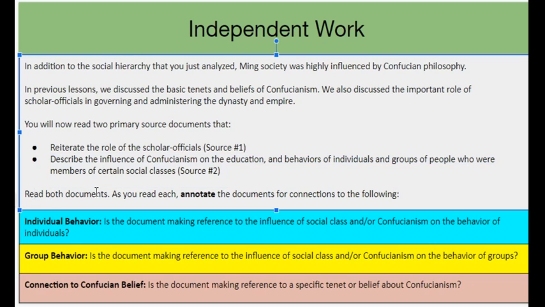Okay, so your directions are read both documents, and as you read each, annotate. I know they always use that word annotate. In my mind, annotate means mark up so you don't have to read the whole thing again. So you're going to annotate the documents for connections, okay? Connections to the following: individual behavior, that's blue; group behavior, that's yellow; and then connection to Confucian belief, that's pink. So let's do this again, okay?